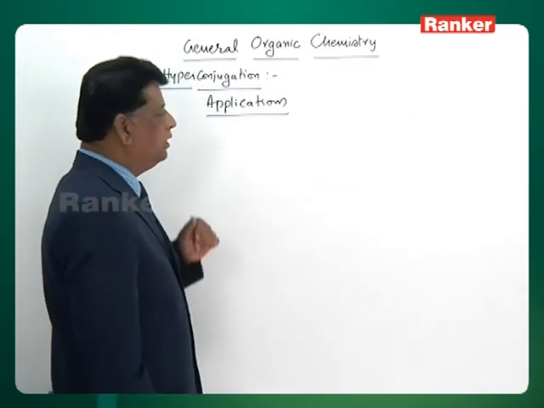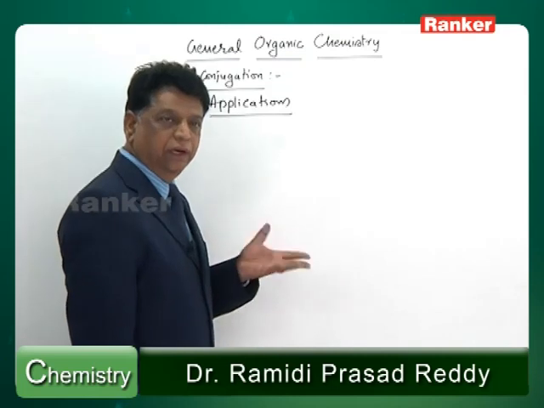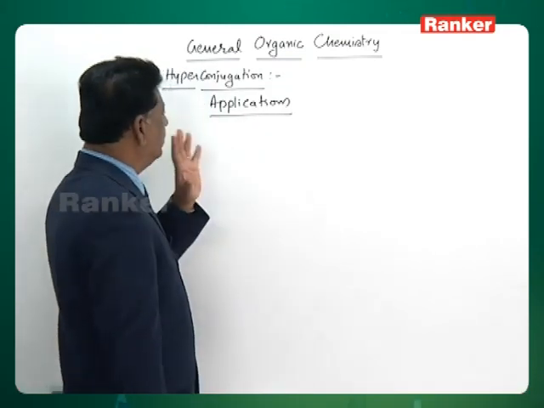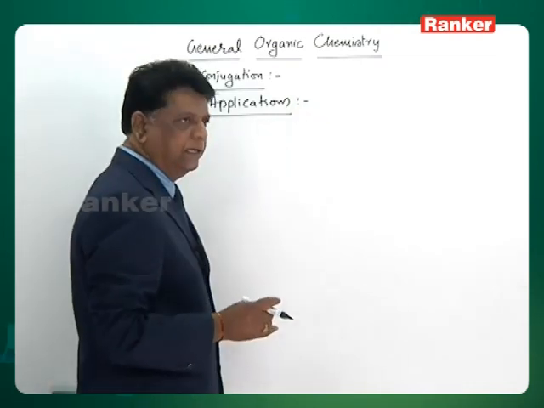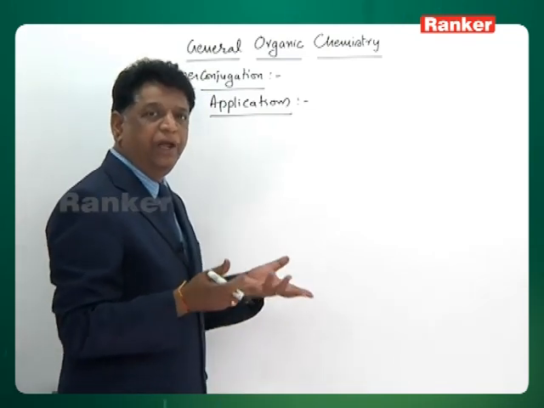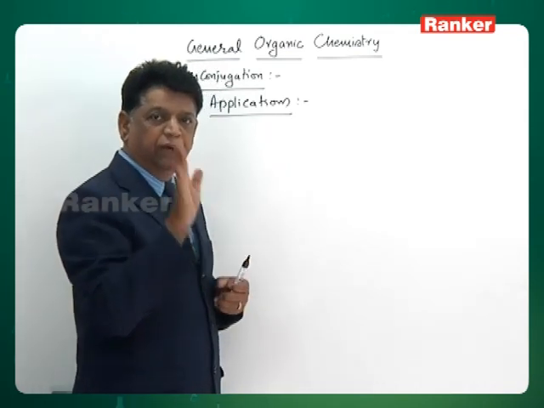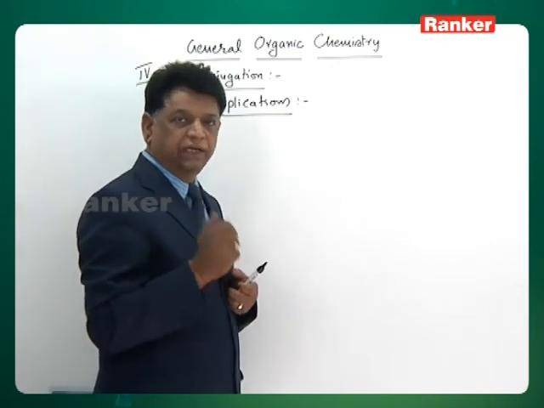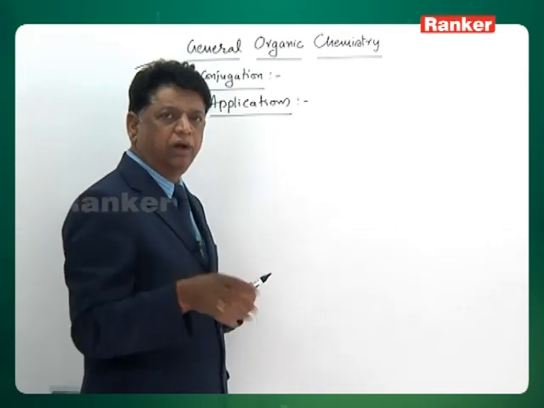So let us take some applications of this hyperconjugation, or pi-sigma conjugation, or no-bond resonance, whatever it is. Hyperconjugation applications. There are a number of applications, because sometimes in a given chapter resonance may not be there. For example, in the alkenes chapter resonance will not come, because alkenes have no double bond. So a pi bond is a must for resonance. So in the alkenes, the resonance concept and mesomeric effect will not come at all.